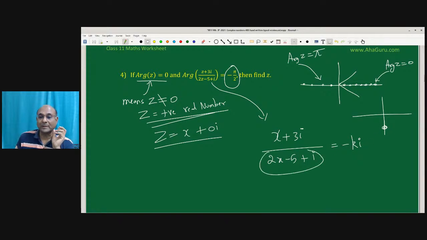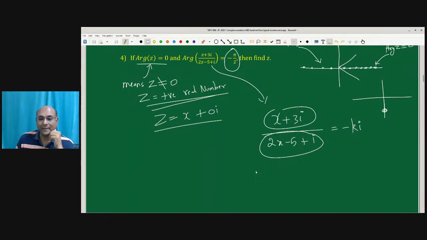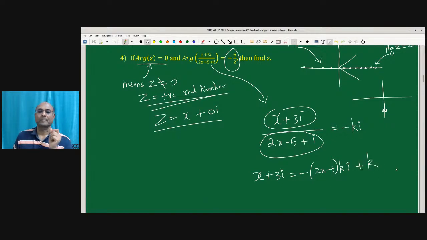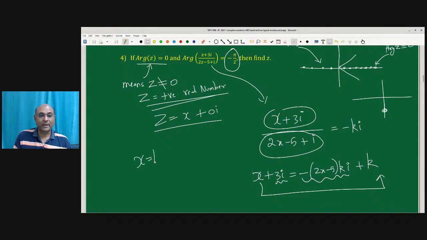So you just cross multiply. You can do simplification, but just cross multiply. So x plus 3i is equal to minus ki times this, so minus (2x minus 5 plus i) times k times i. And then i into i is minus 1, and this minus and minus will become plus. So plus k. This is an imaginary quantity. This is real. So x is equal to k. First point, x is equal to k.